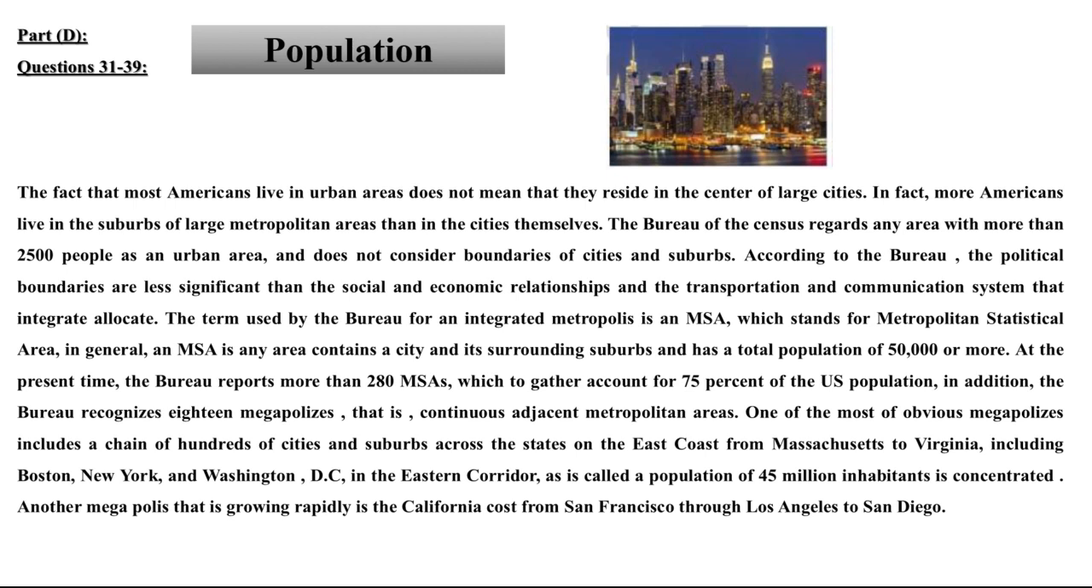At the present time, the Bureau reports more than 280 MSAs, which together account for 75% of the U.S. population. In addition, the Bureau recognizes 18 megapolises, that is, continuous adjacent metropolitan areas. One of the most obvious megapolises includes a chain of hundreds of cities and suburbs across the states on the East Coast from Massachusetts to Virginia, including Boston, New York, and Washington, D.C., in the Eastern Corridor. As it is called, a population of 45 million inhabitants is concentrated. Another megapolis that is growing rapidly is the California coast from San Francisco through Los Angeles.